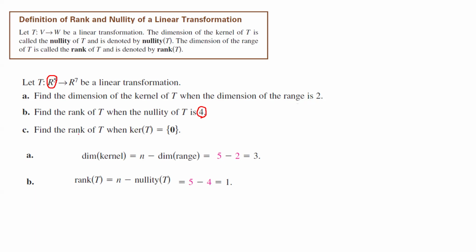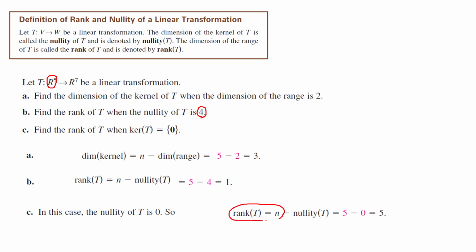Part C, find the rank of T when the kernel of T is equal to 0. Ooh, that's an interesting case. In this case, the nullity of T is equal to 0. So the rank of T, which is defined as n minus nullity, is 5 minus 0, or 5. So it happens that the rank of T and the dimension of the domain are equal to each other. So we went over different cases, different scenarios to calculate the rank and nullity for this linear transformation that maps the 5-space to the 7-space.